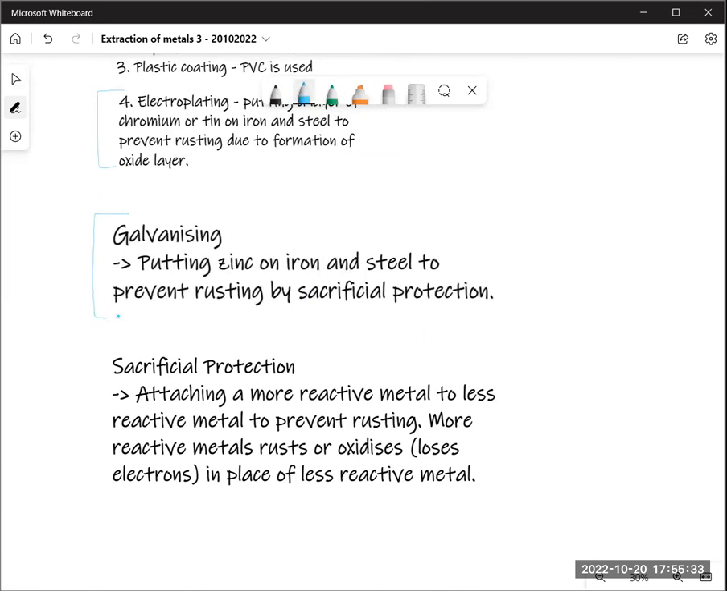Lula, read this out loud. Galvanizing. Galvanizing, putting zinc on iron and steel to prevent rusting by sacrificial protection.